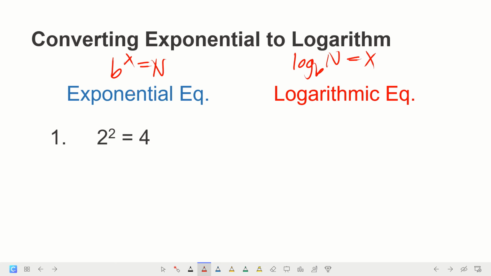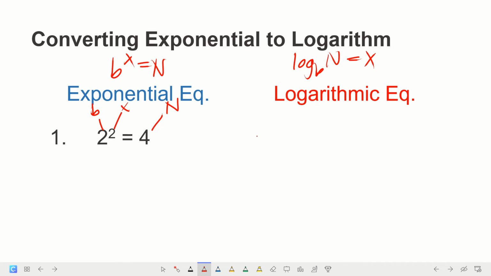As you can see, we have the same values: b, x, and n. So here, what is the value of b? We know that the base is equal to 2, our x is equal to 2, and this is the value of n. The result of raising 2 raised to 2 is equal to 4.